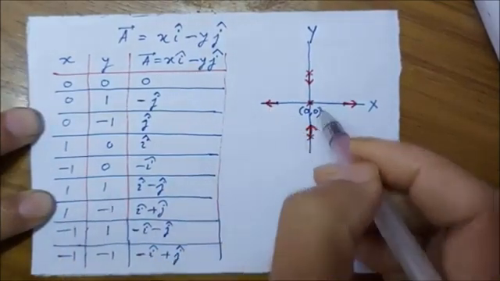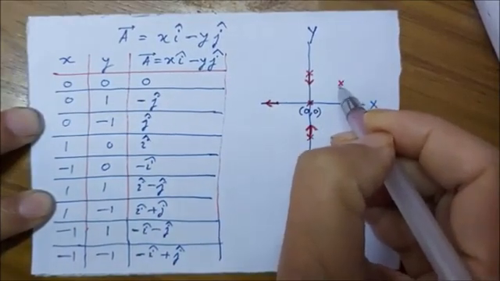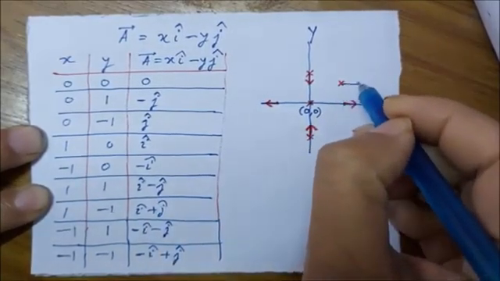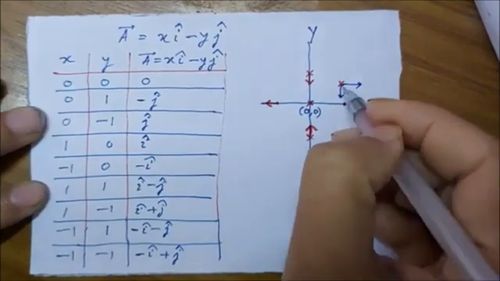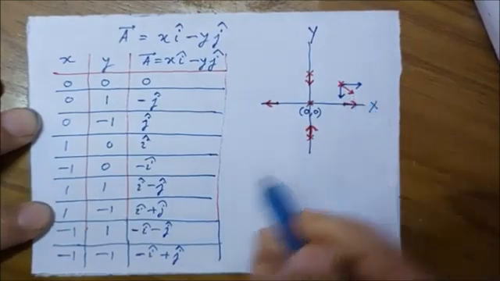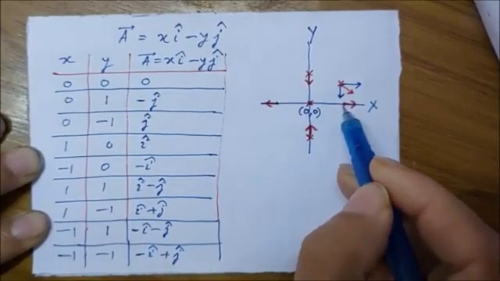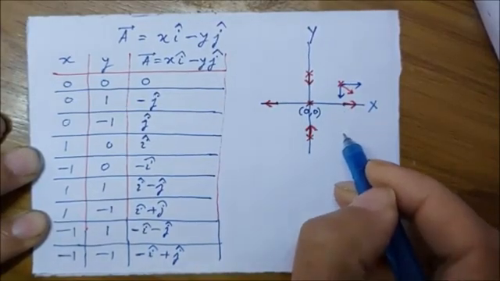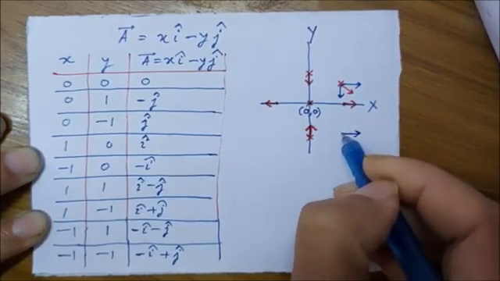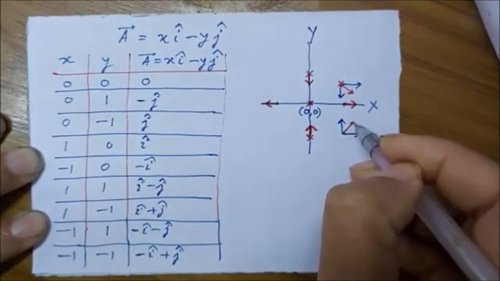Next, at 1, 1, that means x is 1, y is 1, so we are here. And vector A is i cap minus j cap, so this is i cap and this is minus j cap. So vector A is along this direction. At 1, minus 1, vector A is i cap plus j cap, so x is 1, y is minus 1, so we are at this point, and this is i cap and this is j cap. So vector A is along this direction.